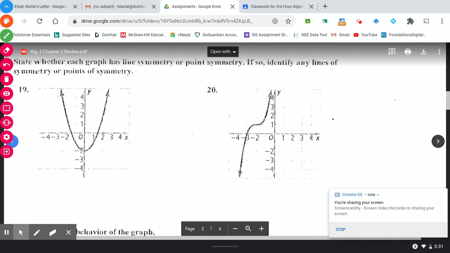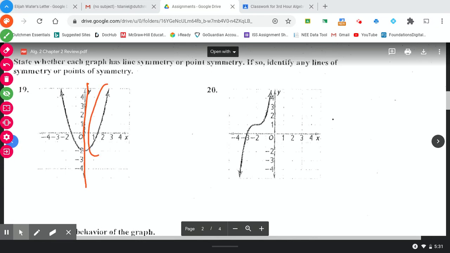All right, here we are at number 19. They want us to tell if there's a line of symmetry or a point of symmetry, and if so, what those are. So on number 19, remember a line of symmetry is where you could draw a line and basically fold the graph in half at that line, and either side of the graph will fold on top of one another. So if we drew a line right here, I could take this part of the graph and fold it on top of this part of the graph, and it would fit identically, right?